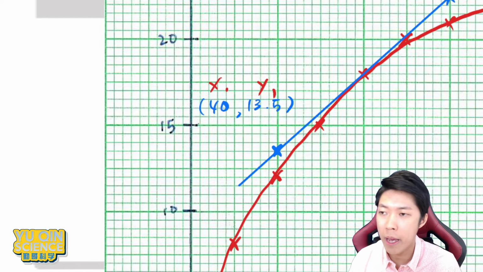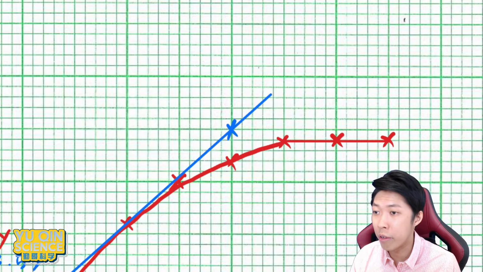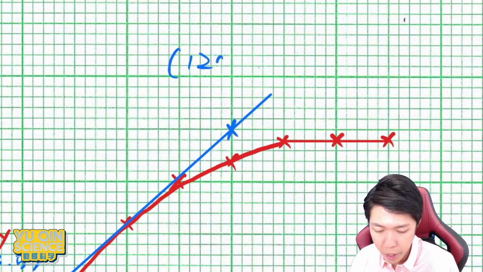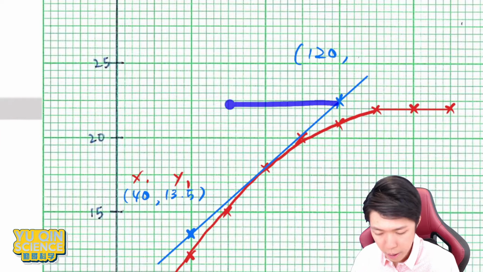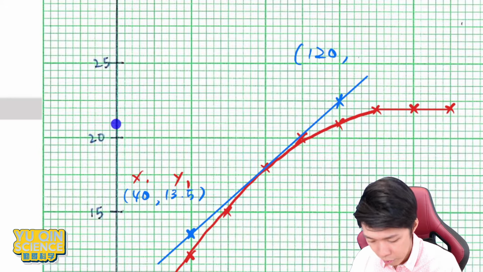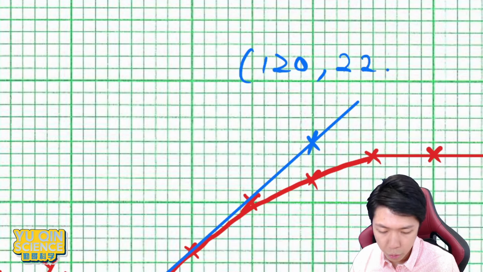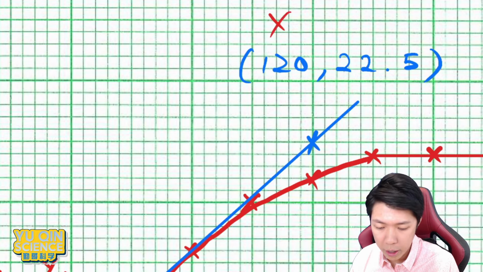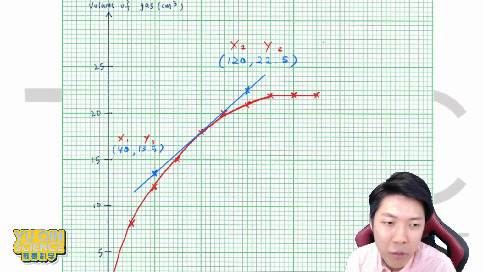Okay, cool. Right, this is my x1, y1. Next, we need to find out the plotting for this side. So this side is 120. Okay, versus what is this? 21, 22, 23, 22.5. Okay, 22.5. Okay, cool. This is my x2, y2. Okay, we will use the gradient way to find out.